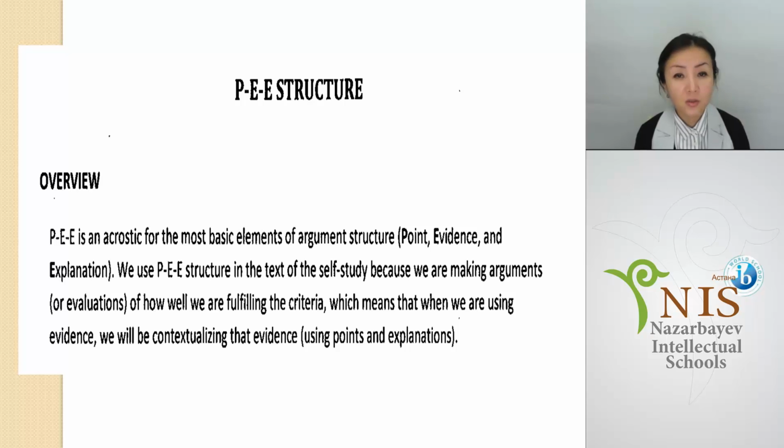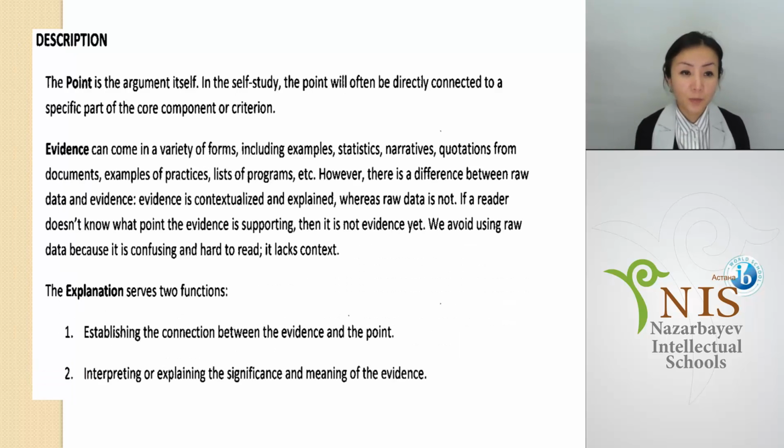So this PEE structure can easily help you teach your students how to write. Description. The point is the argument itself. In the self-study, the point will often be directly connected to a specific part of the core component or criterion. In this case, you are going to get the criterion D because you are going to use writing. So in writing, which you are going to take, you need to think about the writing part mostly.